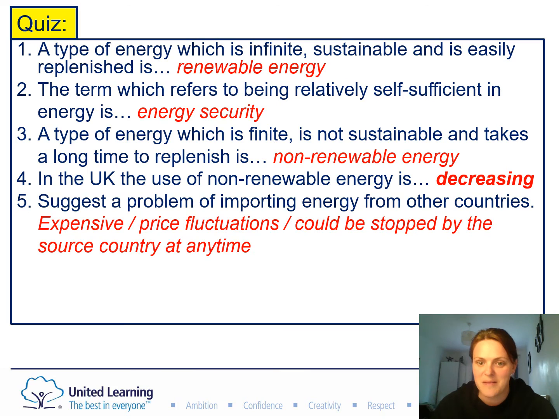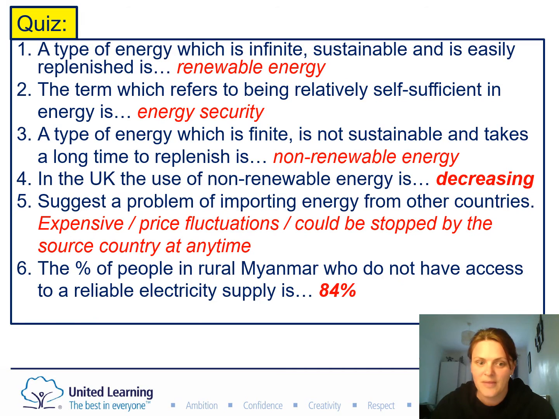Suggest a problem of importing energy from other countries. Well, it's expensive, prices fluctuate, that means they go up and down, and they can be stopped by the source country at any time. The percentage of people in rural Myanmar who do not have access to reliable electricity is 84%. Well done, give yourselves the corrections in green and then we'll move on.